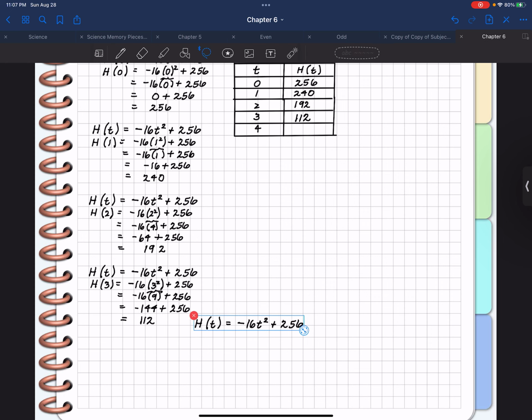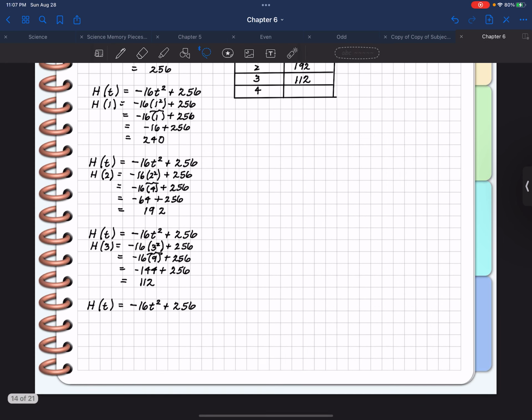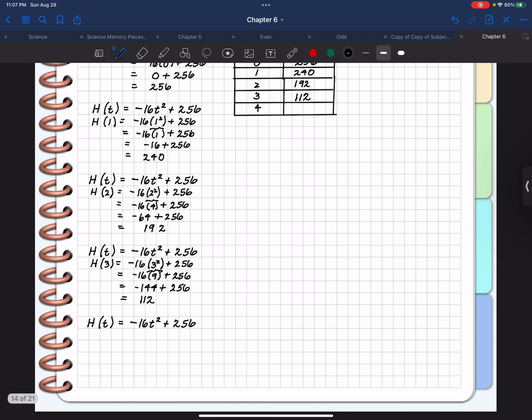And after 4 seconds, let's see what happens. So h of 4 is negative 16 times 4 squared plus 256. I was wondering if this was going to happen. 16 times negative 16 plus 256. 16 times negative 16 is negative 256 plus 256. So the height at that point would be 0 feet.